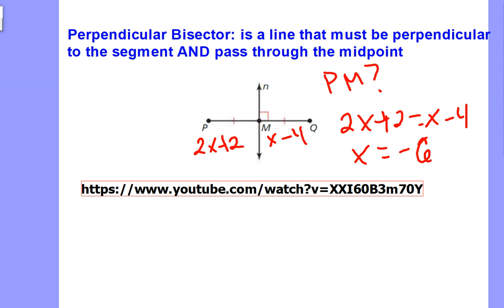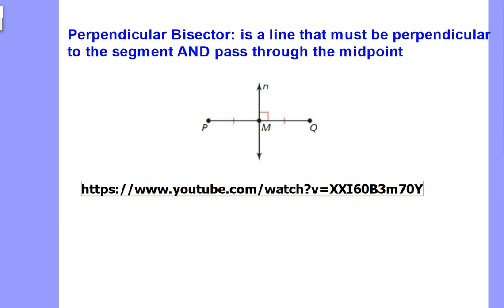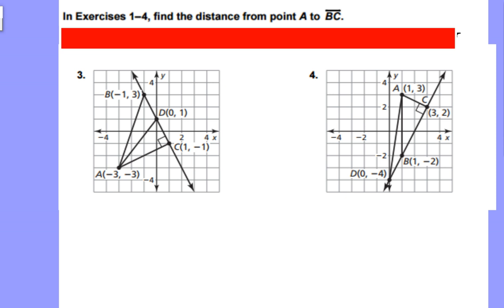The other concept that comes into play when we are talking about perpendicular bisectors is just the notion of the distance from a point to a line. The distance from a point to a line. Now let's think about this here for a sec.